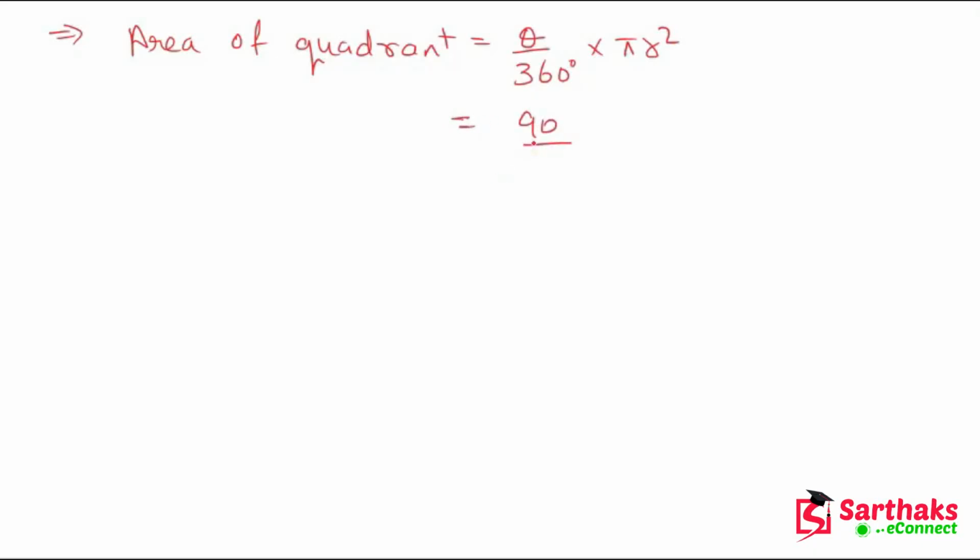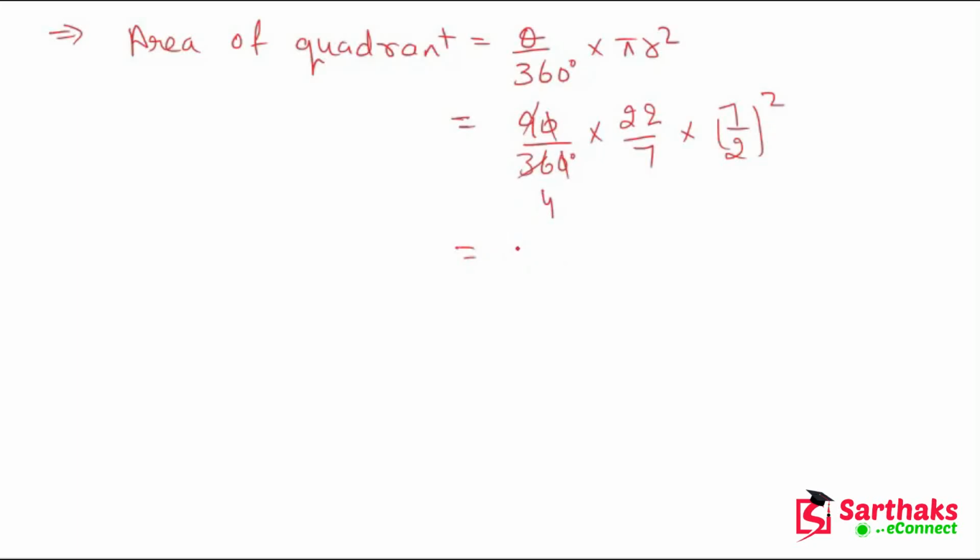Now from this we can easily find the area of quadrant. So now my dear friends, the area of quadrant is theta upon 360 degree into pi r square. So we have the value of theta as 90 degree, and this is 360 degree. Multiply the value of pi, which is 22 upon 7, and the value of radius is 7 upon 2 whole square. Okay my dear friends, so now this 0 will be cancelled, and 9 into 4 is 36, so that will be cancelled.